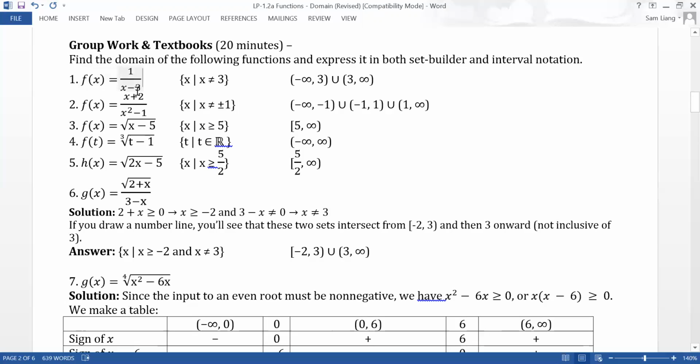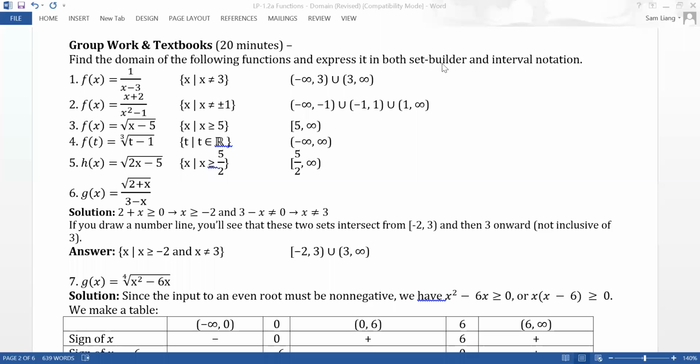1 over x minus 3. The denominator can't be equal to 0, so we have x minus 3 is not equal to 0. So that'll just translate to x is not equal to 3. So anything besides 3 is okay. And then if you draw a number line, open circle at 3, and then everything else is okay. Not the best picture, but I'm using my laptop mouse to draw this, so not the most accurate. I apologize for that. But as you can see, it's -infinity to 3, union 3 to infinity.